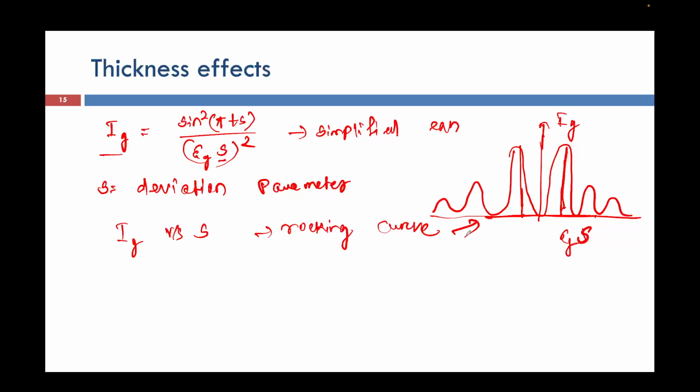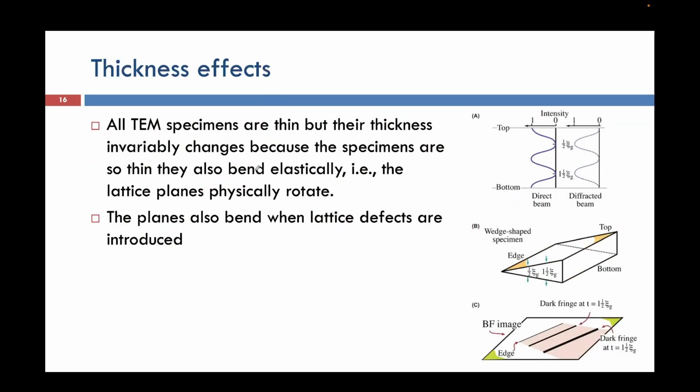That means the variation of S can be obtained by oscillating my crystalline specimen, and all the diffraction contrast that I am talking about, we are talking about the crystalline specimen. And this is the equation that you have to remember, which is effectively used in the dynamical diffraction condition, right?